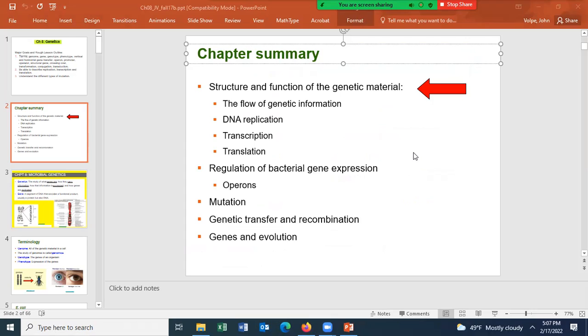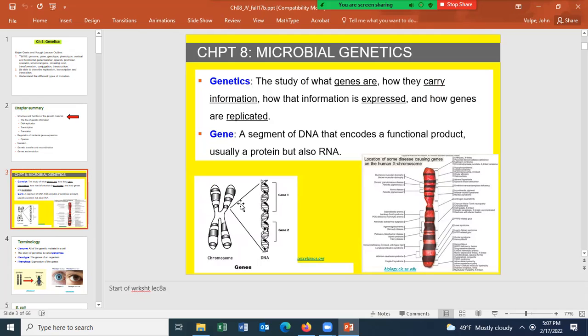All right, so we had talked about DNA and mentioned what we'll be discussing. Genetics is the study of what genes are, how they carry information, how that information is expressed, and how genes are replicated. A gene is a segment of DNA that encodes a functional product, usually a protein, but a gene could code only for RNA. Any questions about any of that?